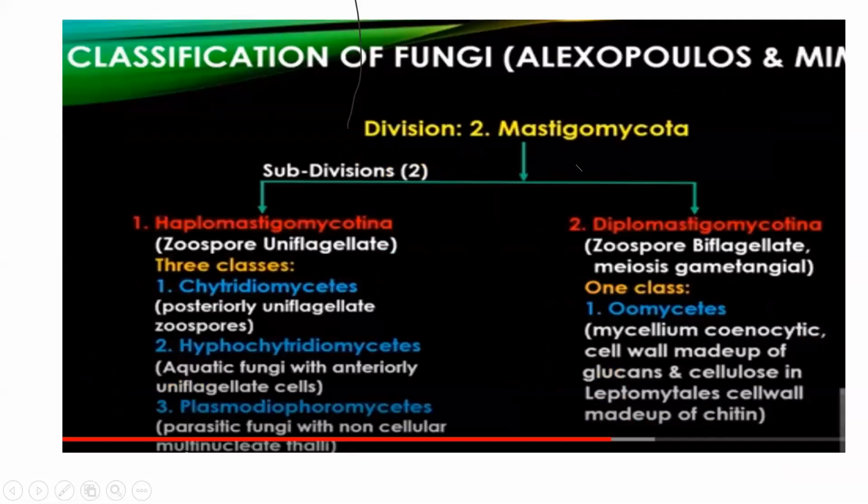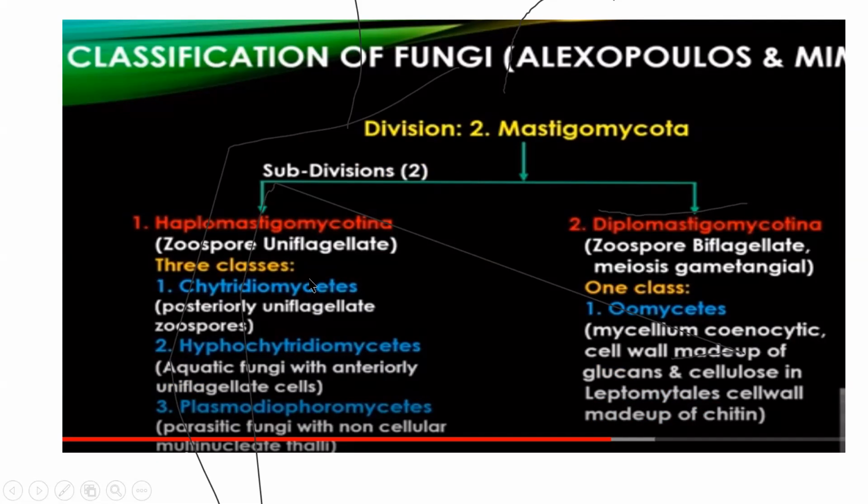When you talk about the second division, Mastigomycota, you have two subdivisions, Haplomastigomycotina and Diplomastigomycotina. In Haplomastigomycotina, as we have already seen in Mastigomycota, the criteria is the presence of motile spores, presence or absence of centrioles. So here in Haplomastigomycotina, zoospores are uniflagellate. That means the spores have only one flagellum.